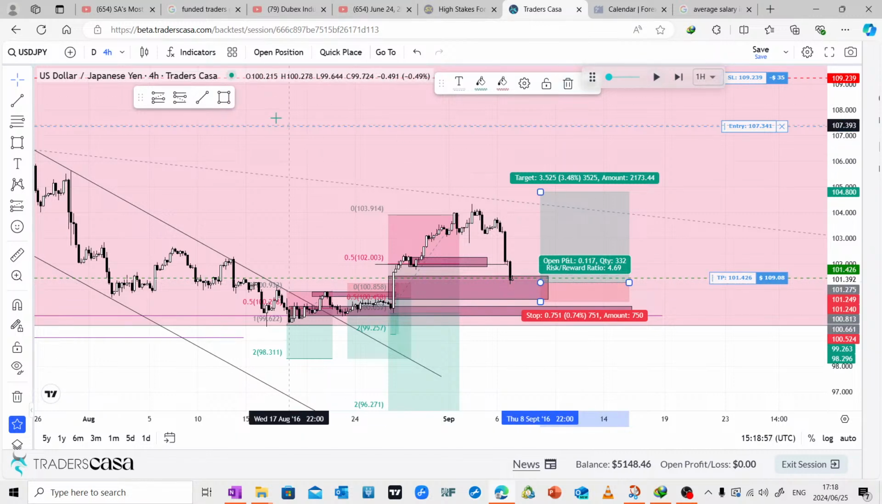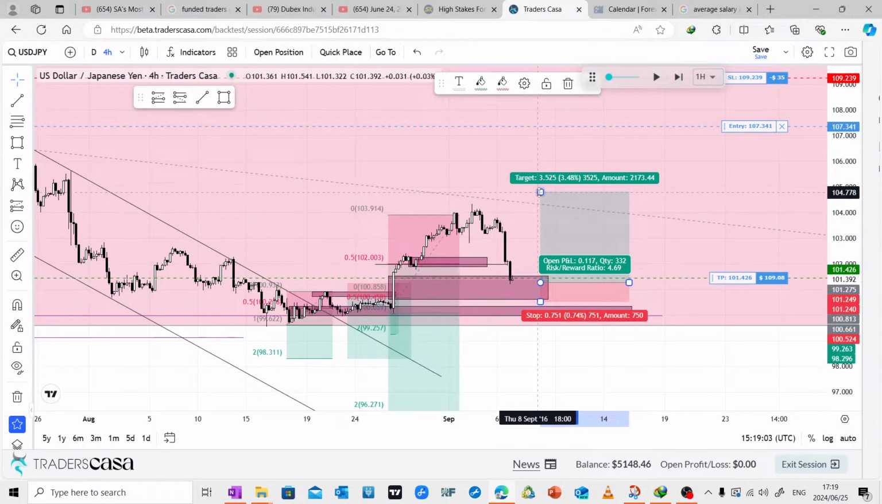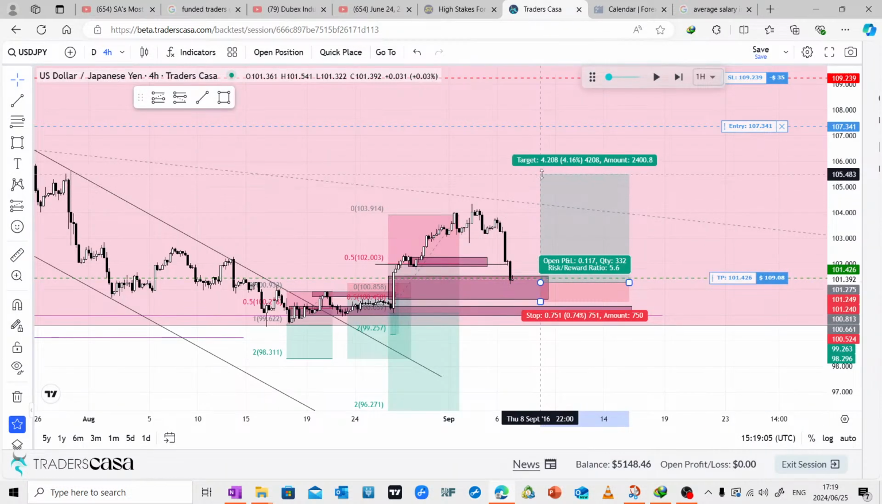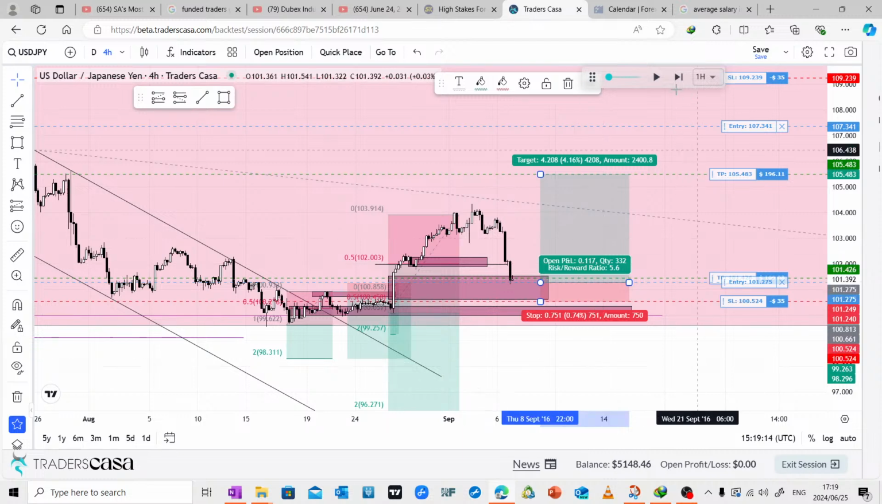And then I put open position, and now the take profit is still gonna be above those highs. So open, place trade. Play that.